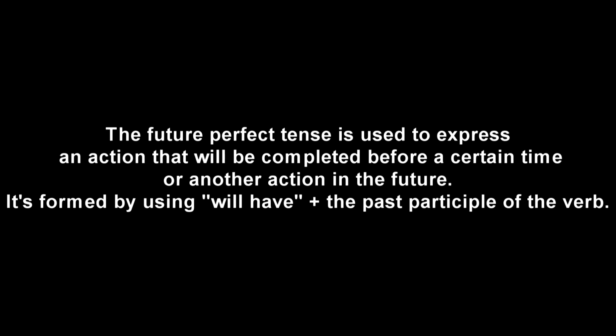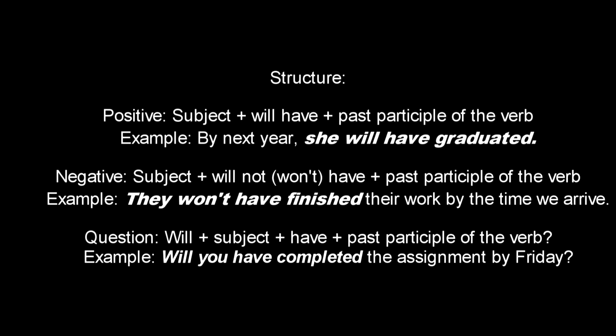3. Future perfect tense. The future perfect tense is used to express an action that will be completed before a certain time or another action in the future. It's formed by using will have plus the past participle of the verb. Structure. Positive: subject plus will have plus past participle of the verb. Example: by next year, she will have graduated.